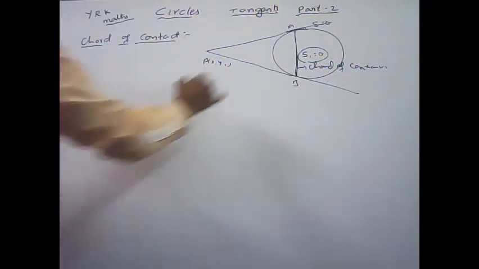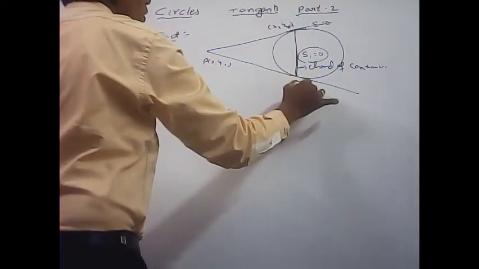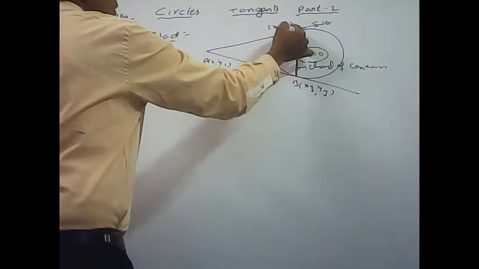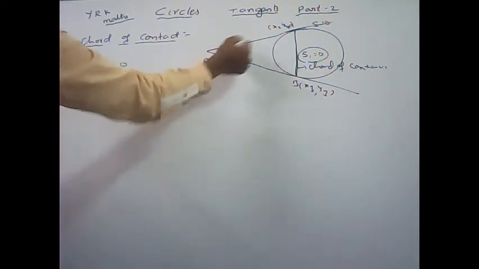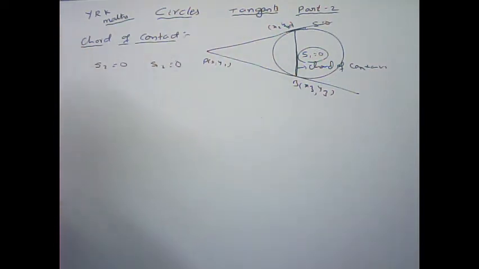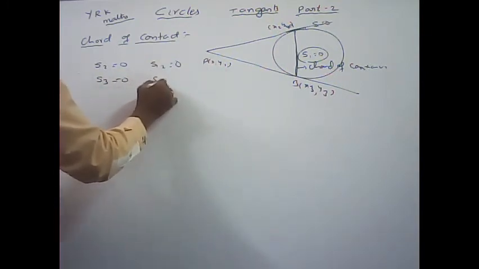Here I am taking x2, y2. This is the point of contact, and I am taking x3, y3 as the other point of contact. This is the tangent at x2, y2. So here we can write S2 is equal to 0, and if it passes through x1, y1, here we can write S12 is equal to 0. And the equation of the tangent at x3, y3 is S3 equal to 0. If it passes through x1, y1, S13 is equal to 0.